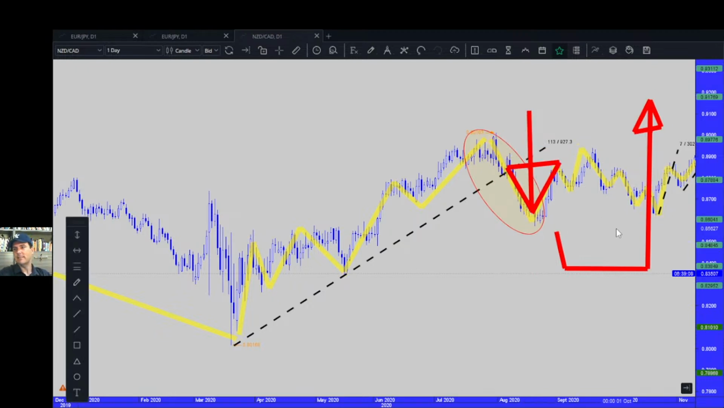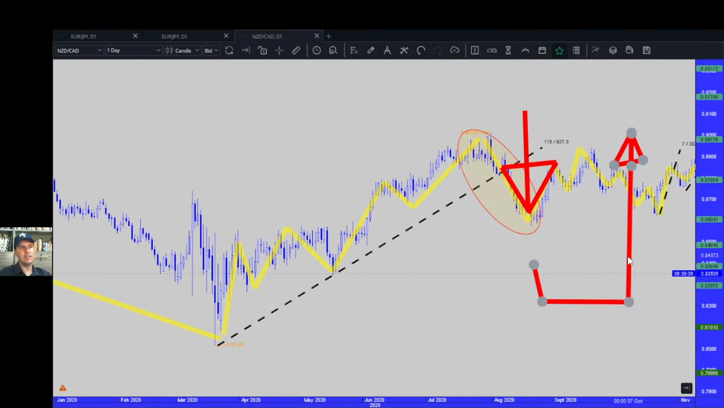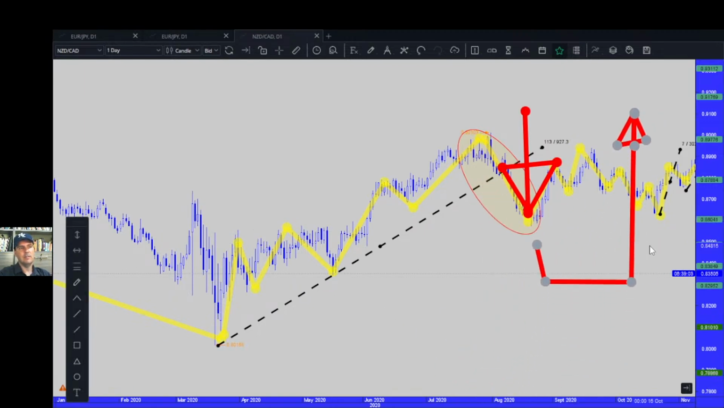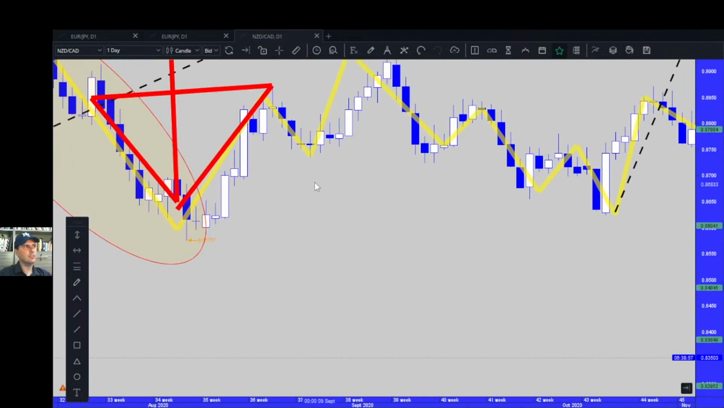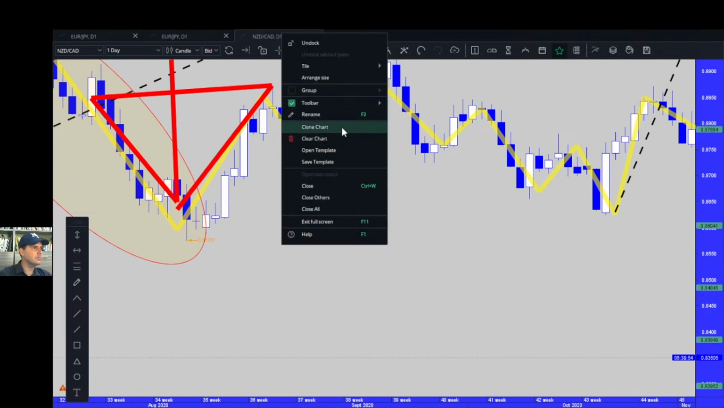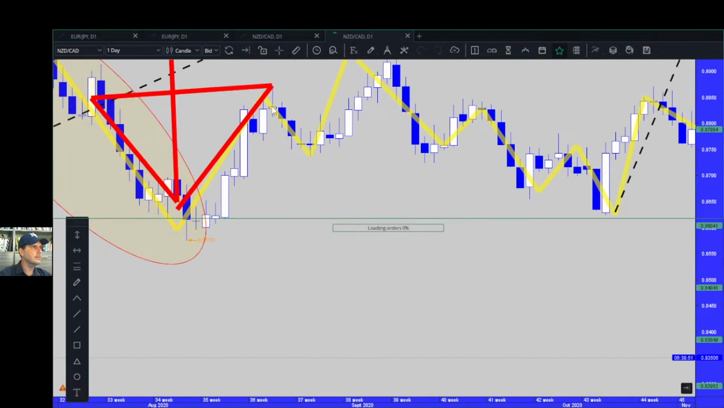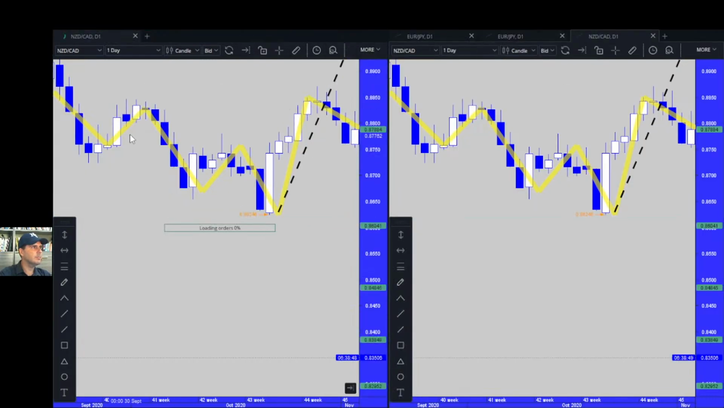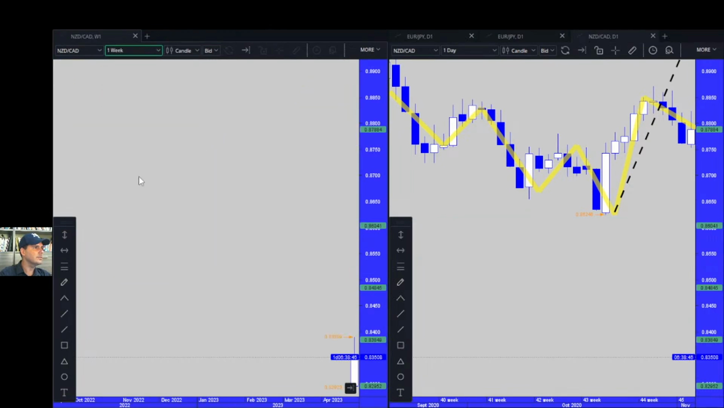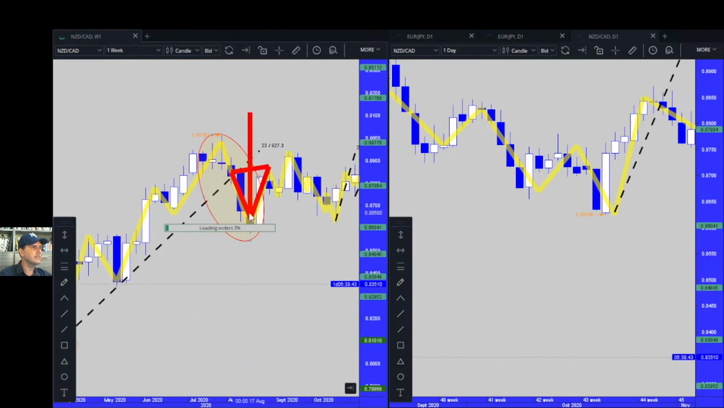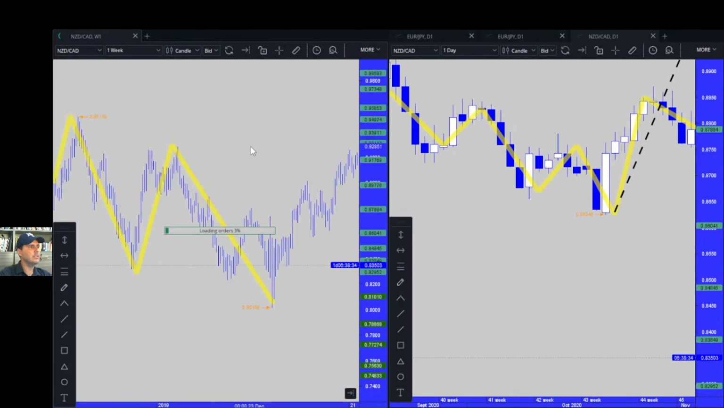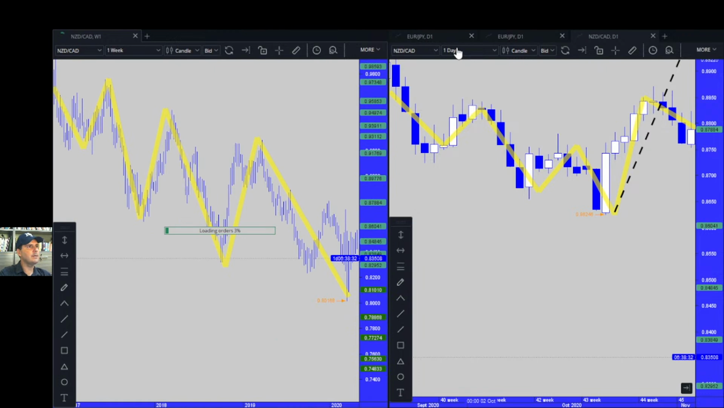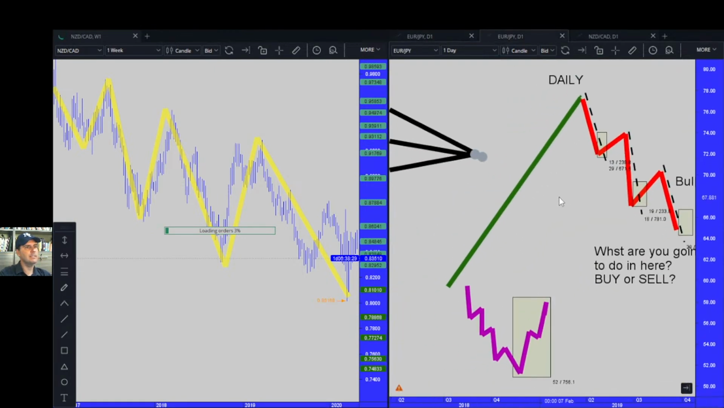But then, the market clearly didn't go down. And then it comes, counter trend line break. So remember what I'm looking at, clone chart. Remember what I'm looking at, and this is the mind trap. Everybody, this is the mind trap.